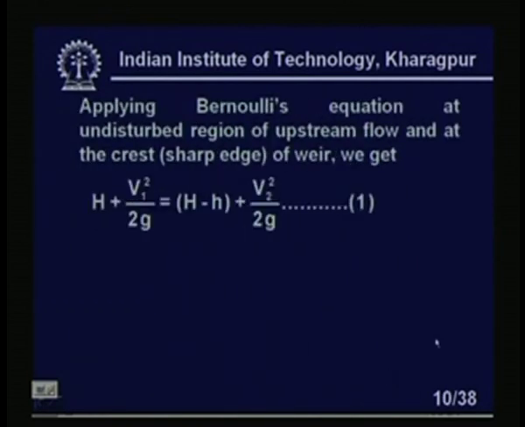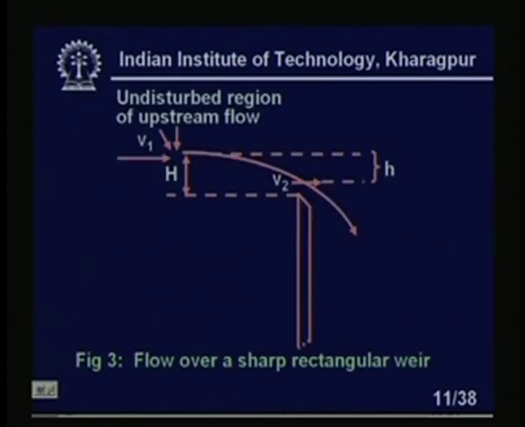Now, if I apply Bernoulli's equation at the undisturbed region of upstream flow and at the crest, that means the sharp edge of the weir, we can immediately write H plus V1 square by 2g equals V2 square by 2g plus, if I take the datum level, H minus small h. If I go back, you see H minus small h, at these positions my V2 exists. So, we are taking this as a datum level.